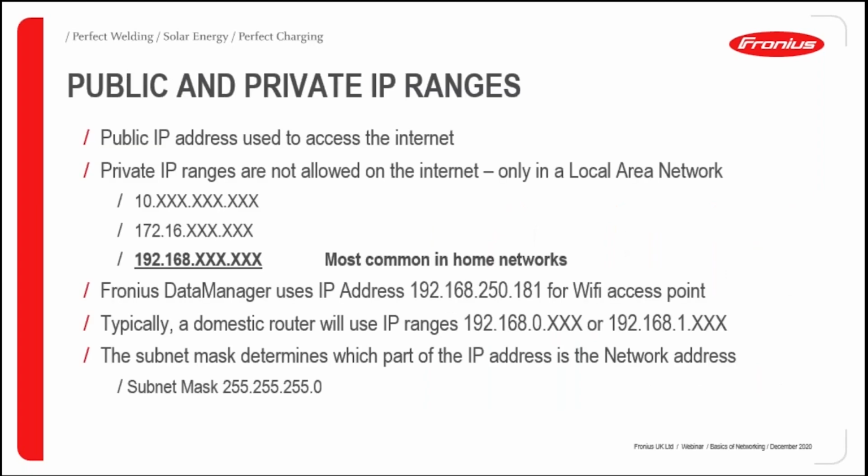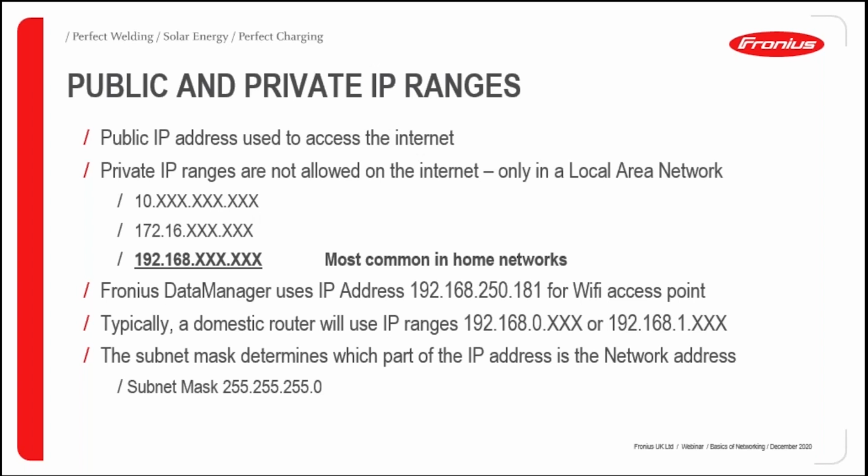So it's important to know that there are two types of IP ranges. There are public IP addresses, which are for communications between your router and the internet. And then there are also private IP ranges, and these are only allowed in a local area network. So a device with a private IP cannot communicate with that IP over the internet.